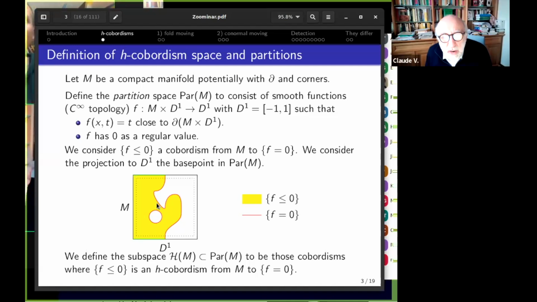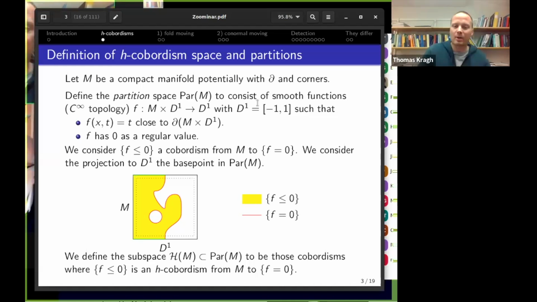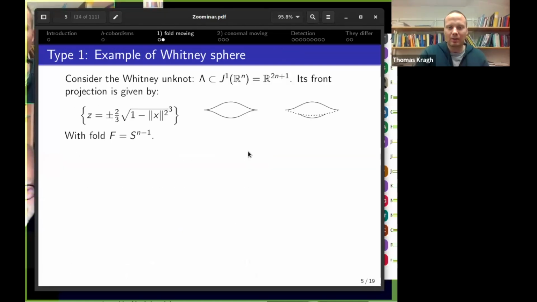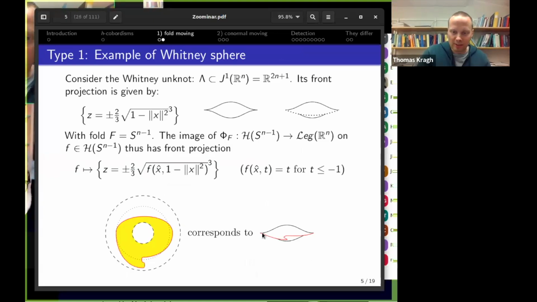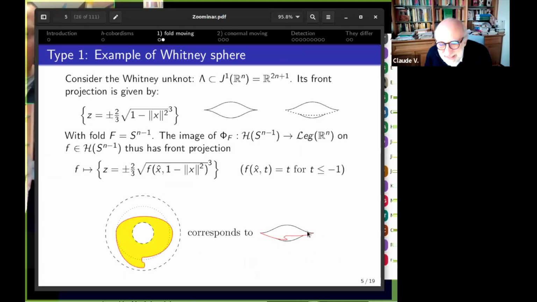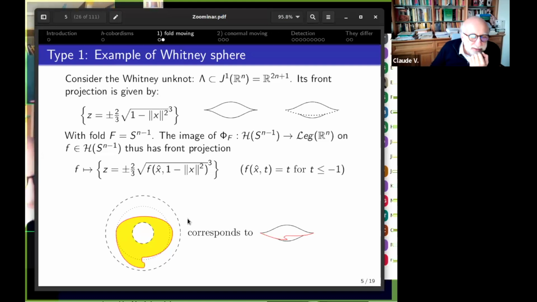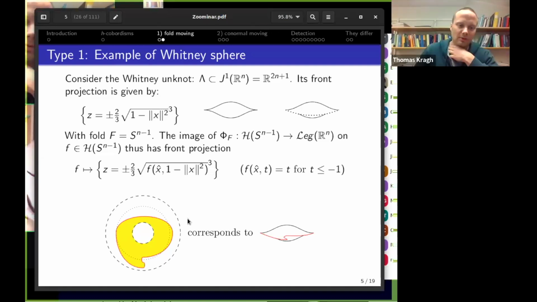Yes, sorry, because D1 is -1, 1, not 0, 1. Exactly. That's why this choice. Sorry, I got confused. Okay. So this fold is really moving, and you also see this in this picture here, that the red seems to be deformed based on this circle here. Yes. Okay. No, that's good.